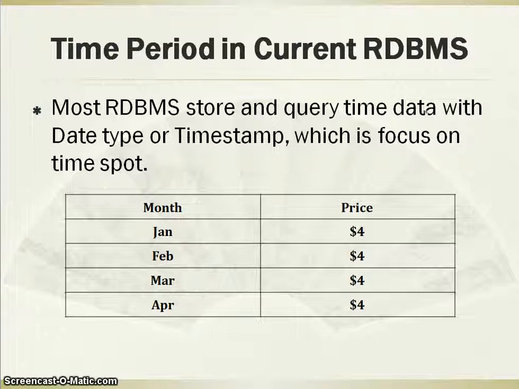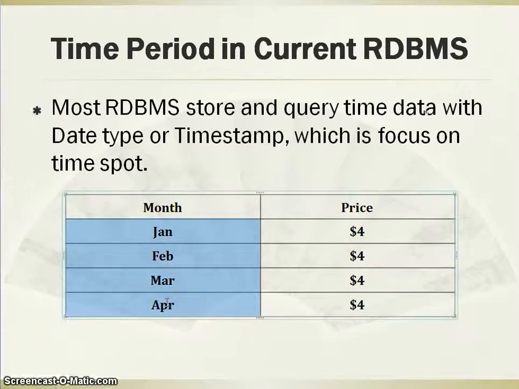What's the difference? The difference is that most RDBMS store and query time only with the date or timestamp. They focus on the time slot. But when they want to store something called a time period, they will get some problems. For example, now I want to store a record that indicates the price from January to April is all 4. So it will take 4 rows to record this one record.